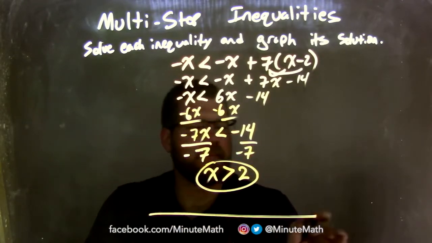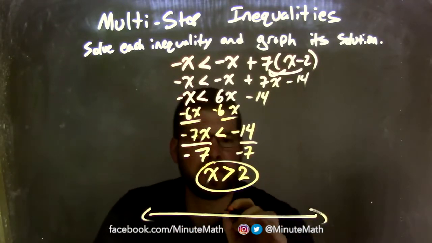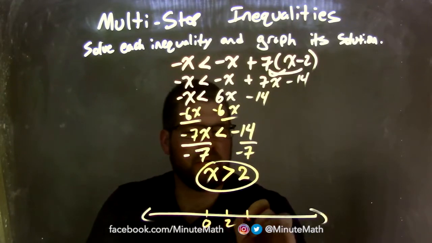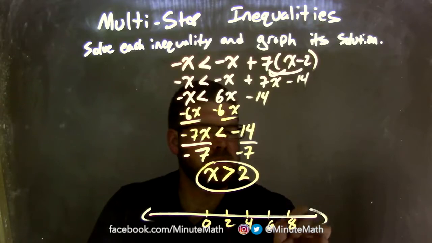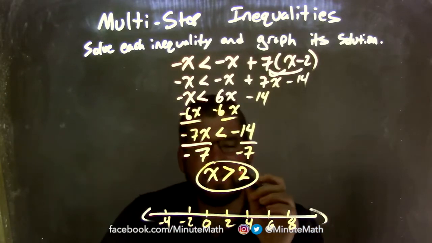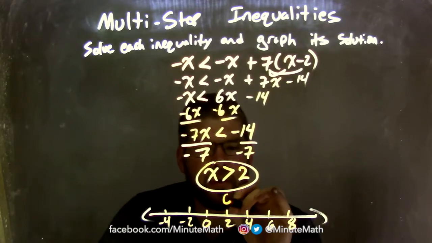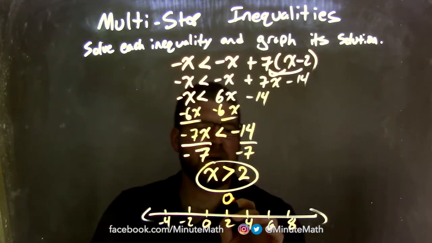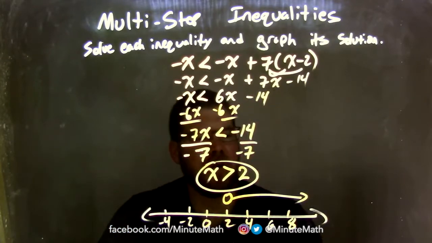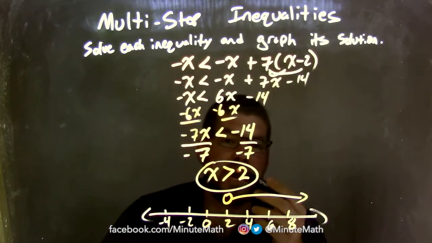So now I need to graph it. Make a little graph here. Let's go by 2s. Let's put 0 here. 0, 2, 4, 6, 8, -2, -4. Okay? Well, since x is just greater than 2, not equal to, we put an open circle at 2. And then we put our arrow to the right because x is greater than that 2. And now we have our graph here that matches our inequality, which is x is greater than 2.